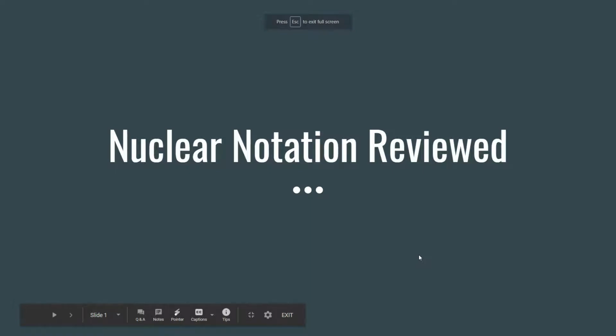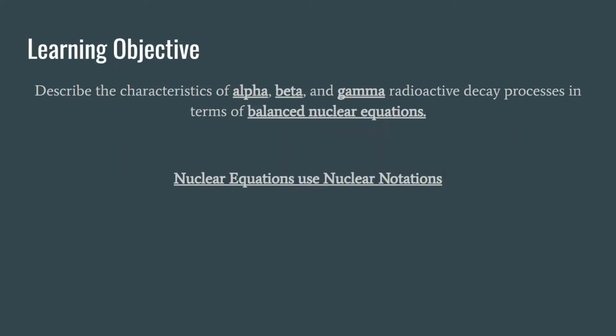As we continue talking about nuclear chemistry, we need to review nuclear notation so that when we get into balancing chemical equations and/or nuclear equations and talking about different types of radiation, you understand the information being presented. So our learning objective is to describe the characteristics of alpha, beta, gamma radioactive decay processes in terms of balanced nuclear equations. And it's this nuclear equation part that we're going to focus on.